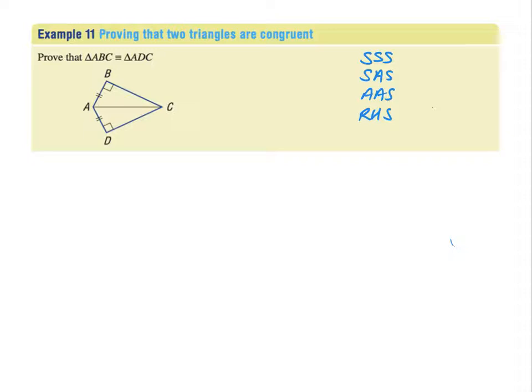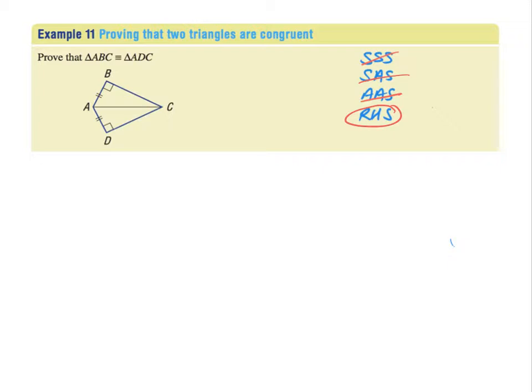Side, side, side. Well, we haven't really been given the markings of all the sides, so we can't use that one. Side, angle, side. I guess we've been given 2 sides here. That and that are the same, and those 2 angles are the same, so that's possible. Angle, angle, side. There are no 2 angles marked here, so that's not it. RHS. Right angle, we've got one of those. We've got a hypotenuse, which is also shared, and a side. So this one looks like it's going to be a little bit more specific. So we're going to choose this one and get rid of that one.